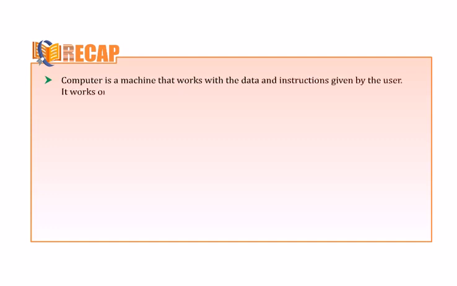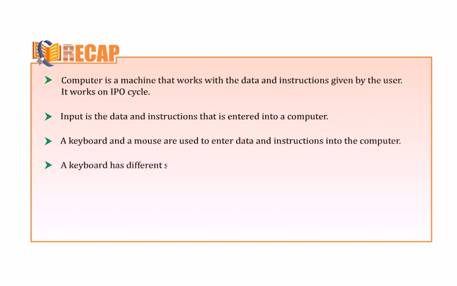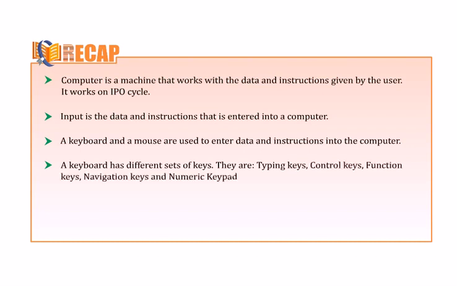Okay, students, let us take a recap of this chapter. A computer is a machine that works with the data and instructions given by the user. It works on the IPO cycle. Input is the data and instructions that are entered into a computer. A keyboard and a mouse are used to enter data and instructions into the computer. A keyboard has different sets of keys. They are typing keys, control keys, function keys, navigation keys, and numeric keypad.